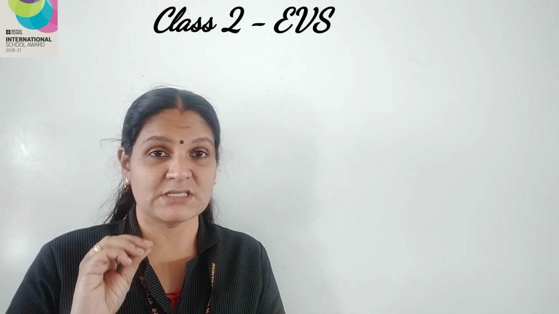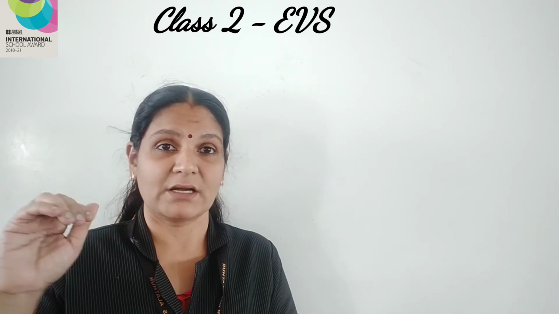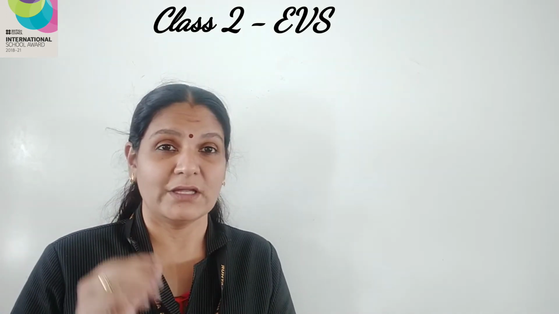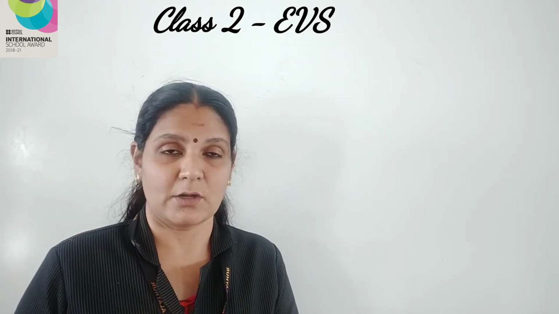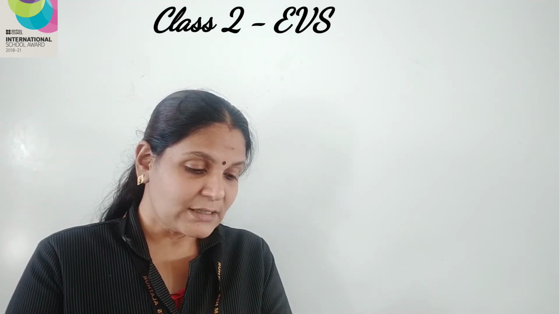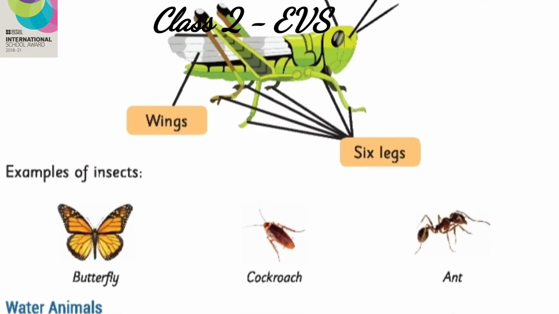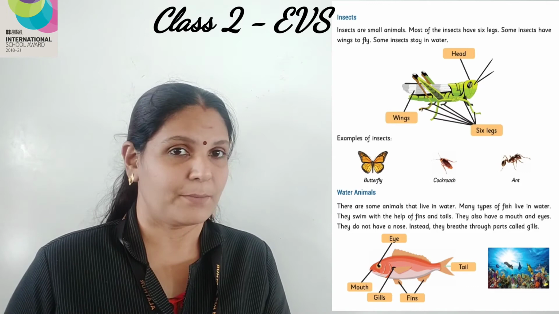And what about some insects? They stay in water. വെള്ളത്തിൽ ഇങ്ങനെ പാറി നിൽക്കുന്നത് കണ്ടിട്ടുണ്ടല്ലോ, വെള്ളത്തിൽ ഇരിക്കുന്ന ചില ഇൻസെക്ട്സ് നമ്മൾ കണ്ടിട്ടുണ്ടല്ലോ. So some insects stay in water. See the major parts of insects, see only head, wings and their 6 legs. What are the examples of insects? Butterfly, cockroach and also the ant. Antinu wings undo? Illa. So there are some insects which have wings like butterfly.